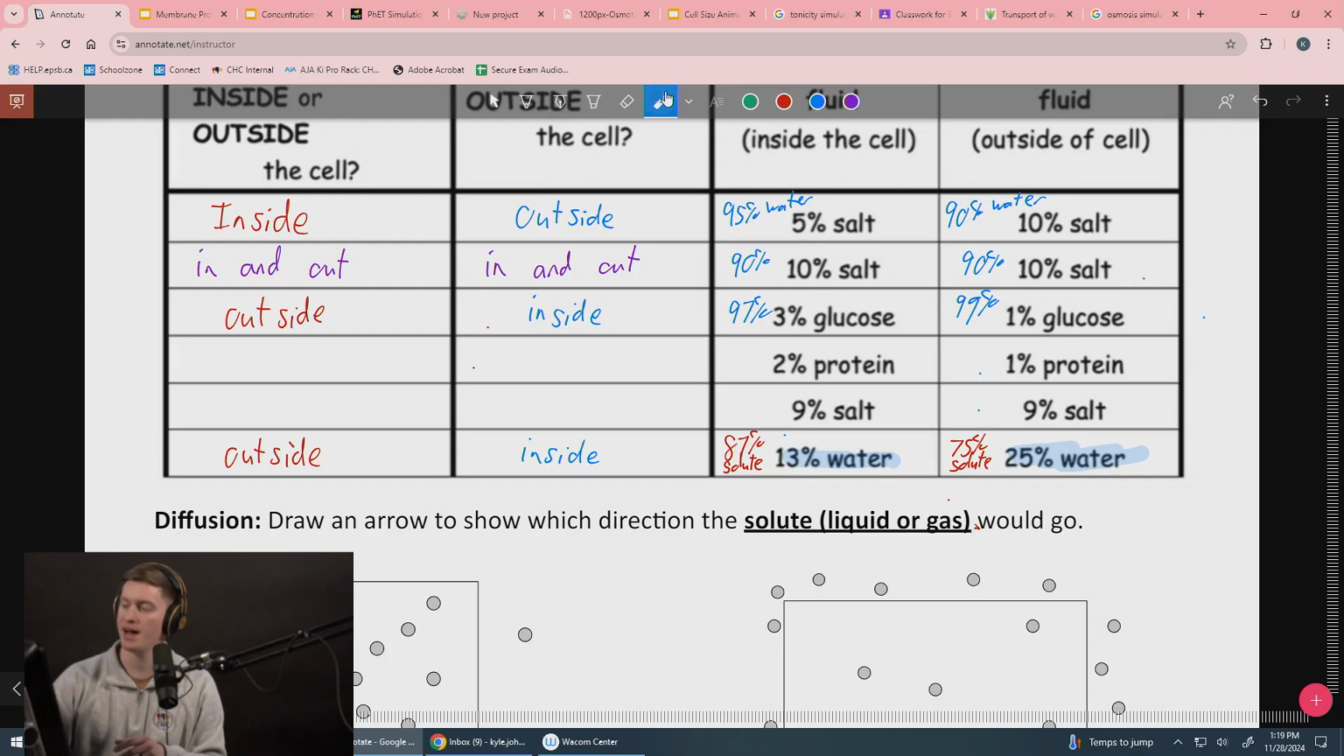You should notice a pattern here, with the exception of when the concentrations are equal, in which case you're going to flow both in and out of the cell. The solvent will flow the opposite direction of the solute. So water goes the opposite direction of the solute.